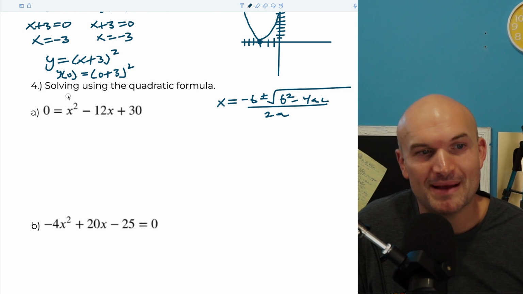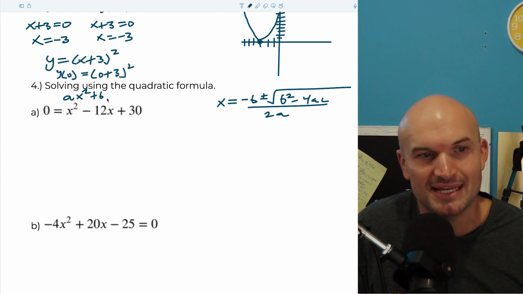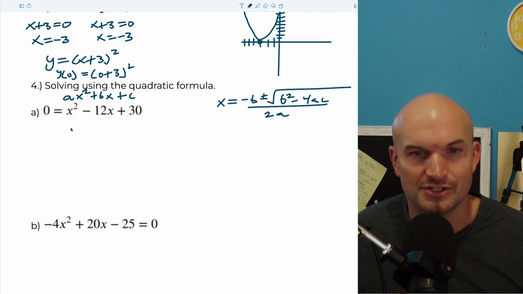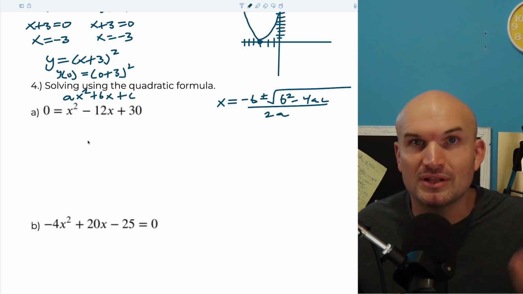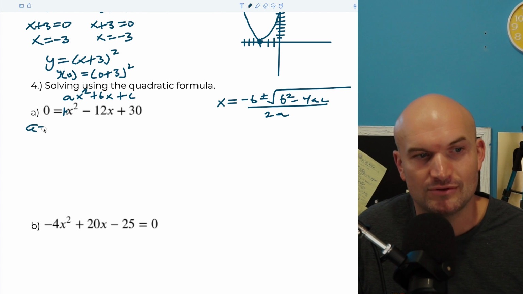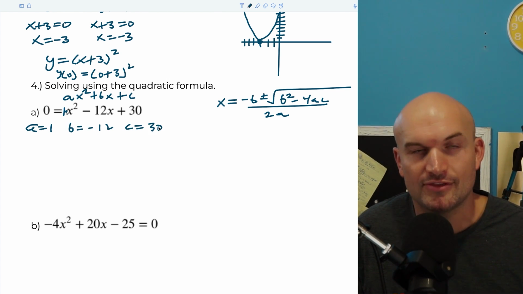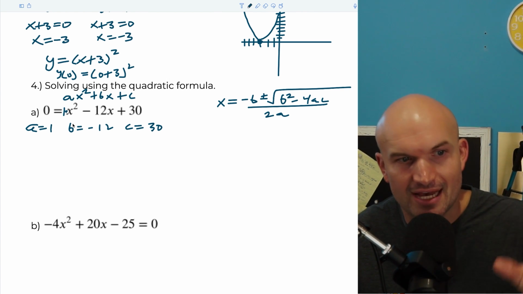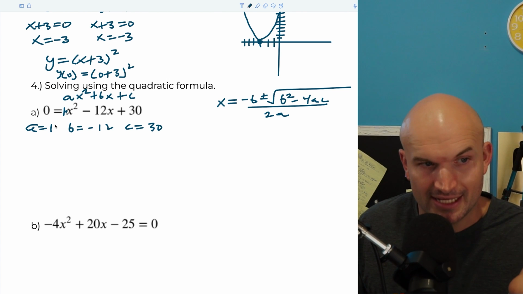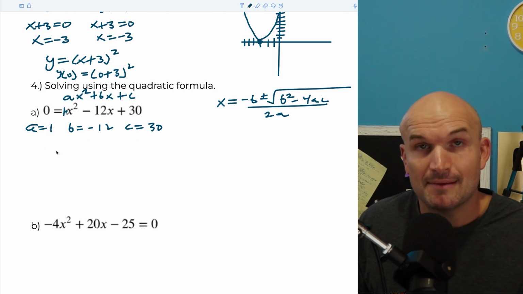Again, this is all going back to ax squared plus bx plus c, right? So a lot of times when I'm doing the quadratic formula, what I like to do is just label my a, b, and c and then plug them in to simplify. Remember, if there's nothing in front of your x, you can rewrite that as a 1. So I can say a equals 1, b equals negative 12, and c equals 30. Okay, so now I have my a, b, and c. Now I'm just going to plug them in.